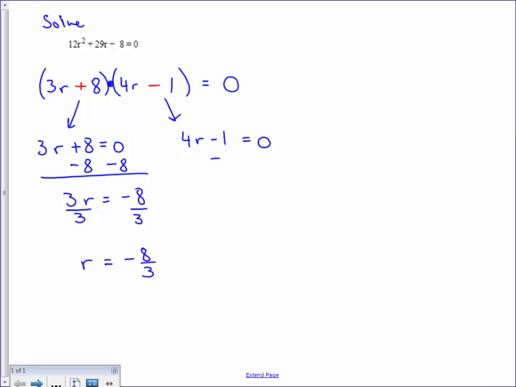For the other one, I would add 1. So I'd have 4r equals 1. Divide by 4. So I'd have r equals 1/4.